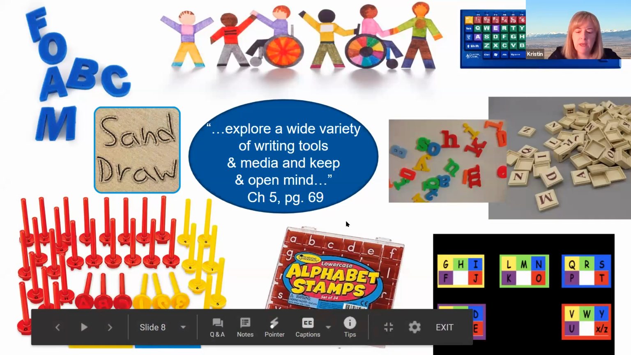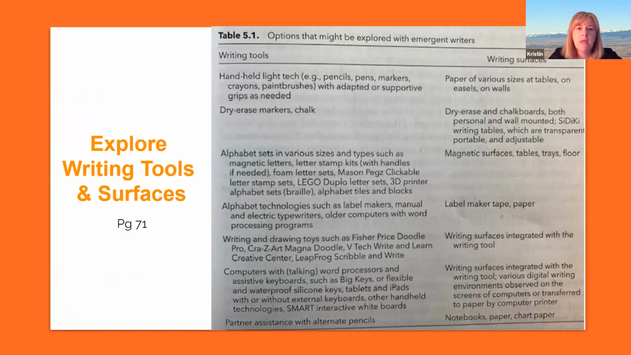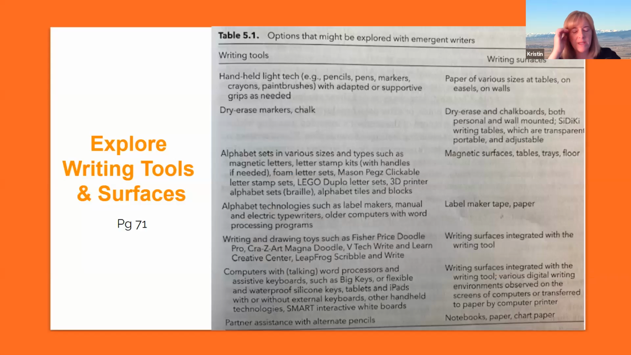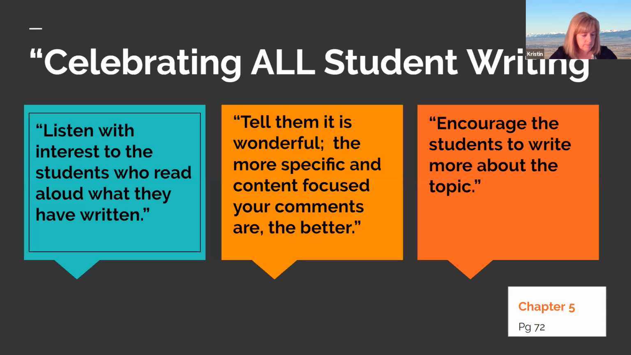In the book, there's also a chart of writing tools and writing surfaces to explore different types of things, from label makers, chalkboards and dry erase boards, easels, things that OTs go crazy with. Just thinking about the alternative pencil, there was a link at the end of the chapter, and that's also going to be in the notes so that you can get right to it.